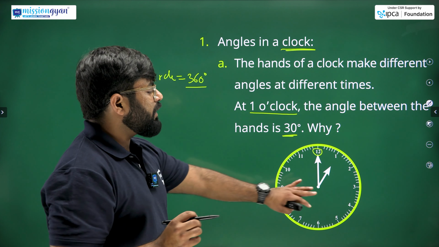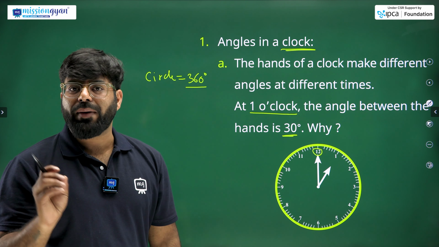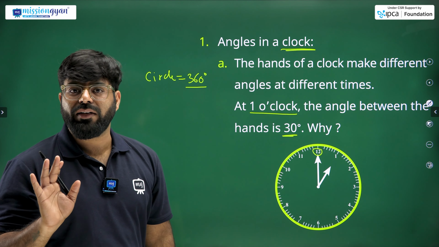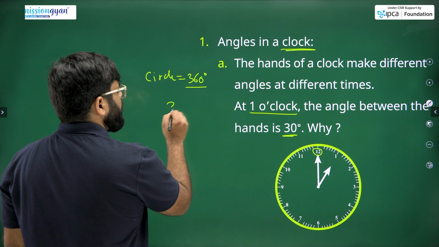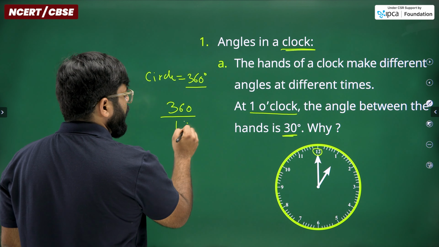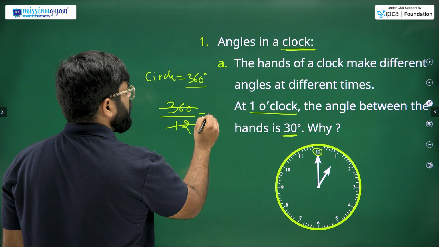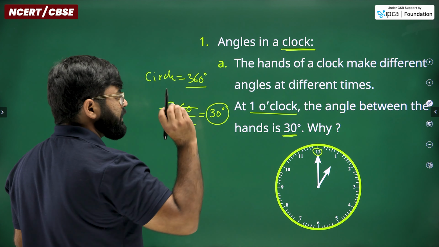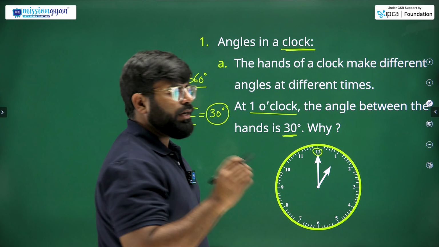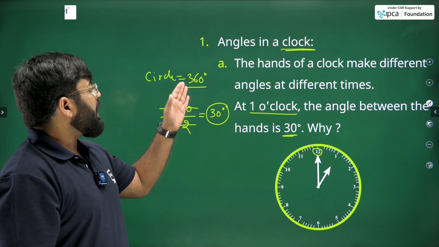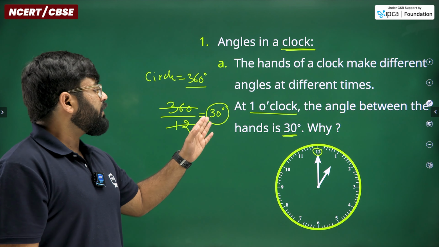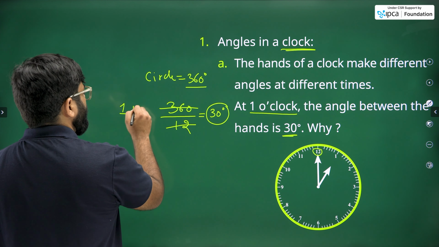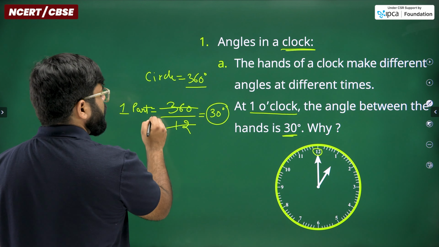So basically this clock is divided into 12 equal parts and I know that the degree of the circle is 360. Is that clear? So if I divide 360 by 12, what will I get? 30 degree. Why? Because the whole circle is of 360 degree and this clock is divided into 12 equal parts. So I have divided 360 degree by 12, and I get 30 degree. That means one part is of 30 degree. One part covers 30 degree.